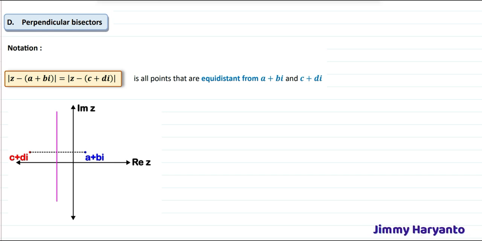So the first point, the easiest, will be right here. This is the point that is equidistant from a + bi and from c + di. And then the next point will be right here. As you can see, that's the same distance, third, fourth, fifth, and so on. So you will have these points, and then when you connect them, you will have a perpendicular bisector.